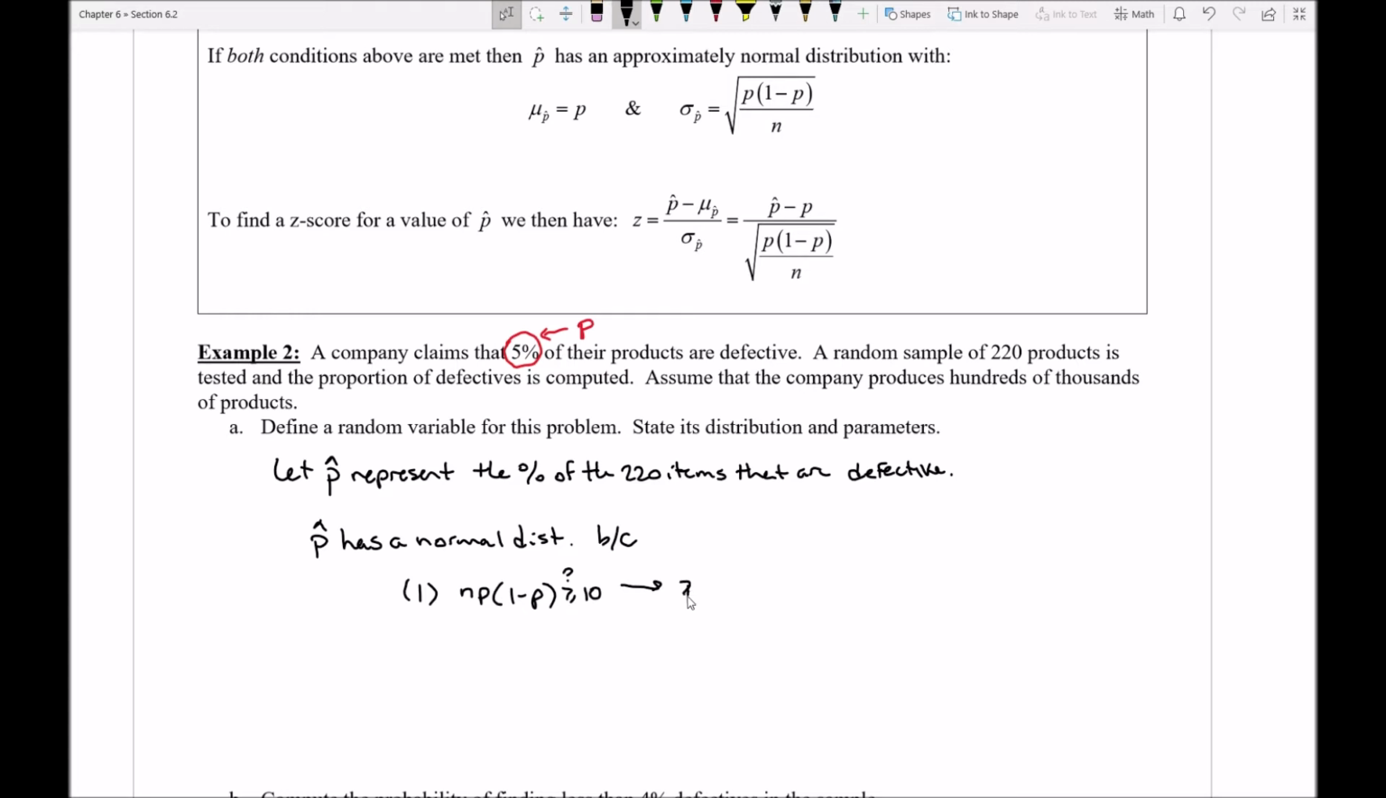I can see here that my value of n is 220. That's how many items I'm selecting. My value of p is 5%, or 0.05.